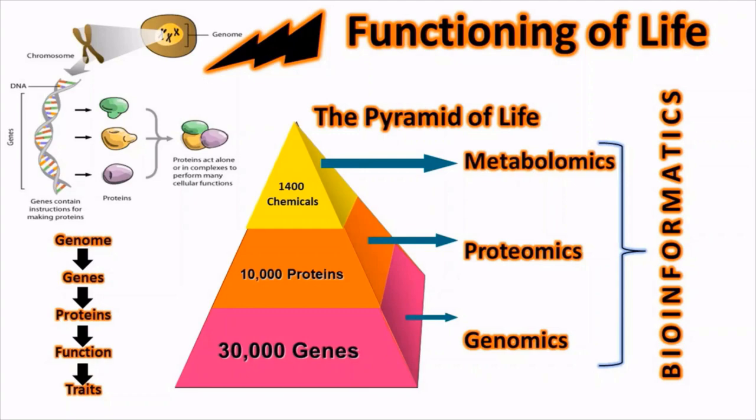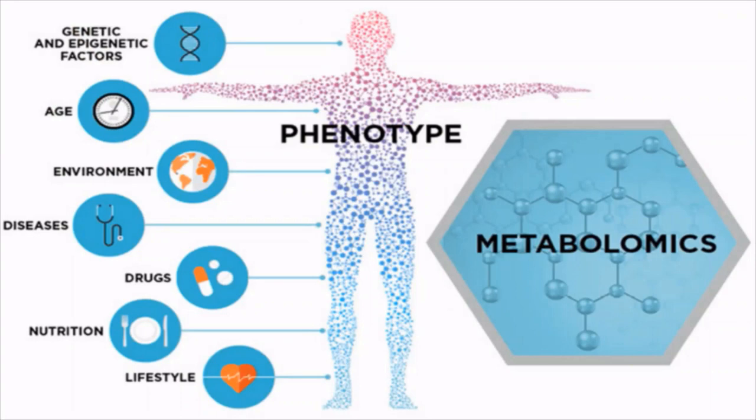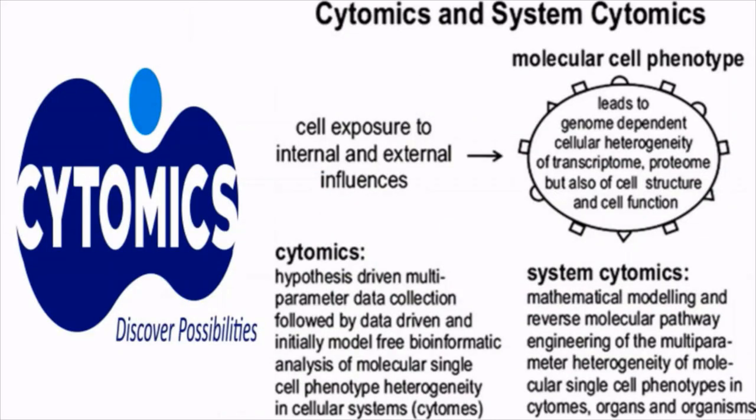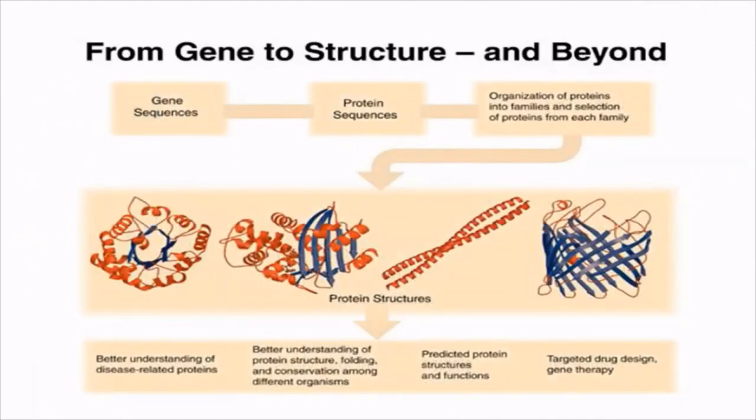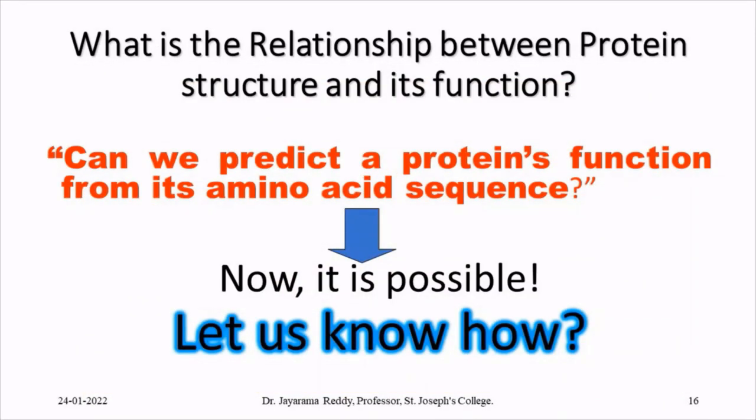Now we have three branches: genomics, very well established; proteomics, which is still being established now; and metabolomics, which is the future. There is one more omics, that is cytomics, which is still to be started and still to take off. So this is the summary of life and the summary of bioinformatics. Bioinformatics takes us from gene to gene structure to gene function and beyond. It will give you a complete account of what is life.